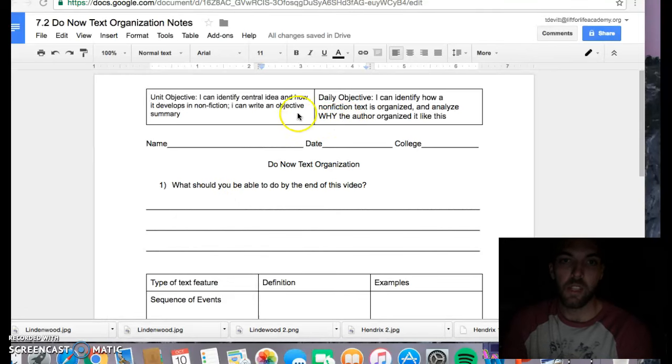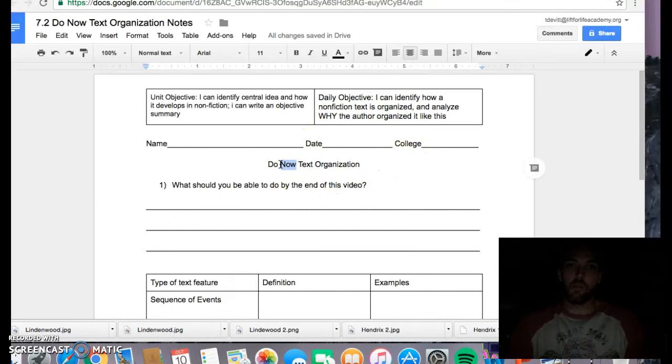So you should be looking at this sheet. It's on the back of your Do Now. These are your notes you're looking at. It's labeled like this now, but it won't be labeled like that for long. When you get it, it won't say that.